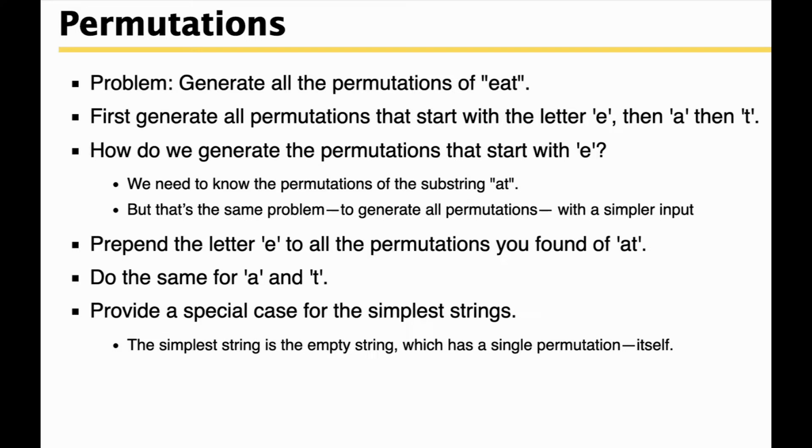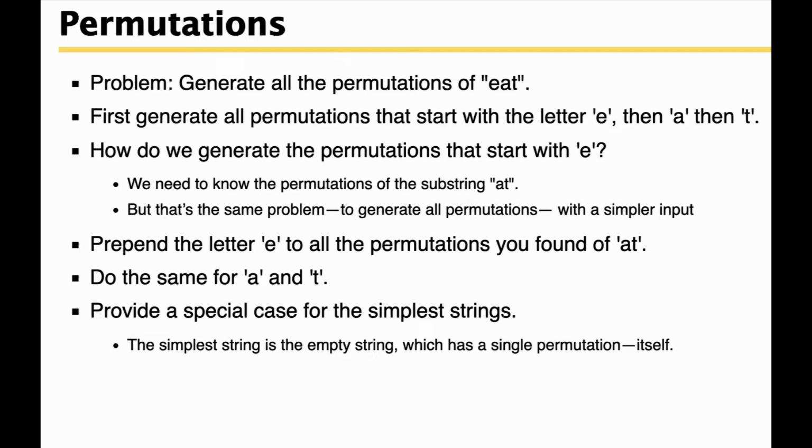Well, we would need to know what all the permutations are of the smaller substring AT, and then just prepend the E to that. But of course, figuring out all the permutations of the substring AT, well, that's just an answer to a smaller problem. So if we could solve that smaller problem, and we were to ask for all the permutations of AT, we would get back AT and TA, and then we could just tack the E on the front of each one of those permutations. We'd get EAT and ETA. Well, then we just have to make sure that we do the same work, starting with the letter A and doing all the permutations of ET, and starting with the letter T and doing all the permutations of EA. And by doing that carefully, we can generate all the permutations of all of the letters that are present.